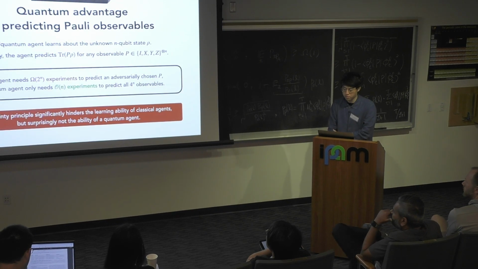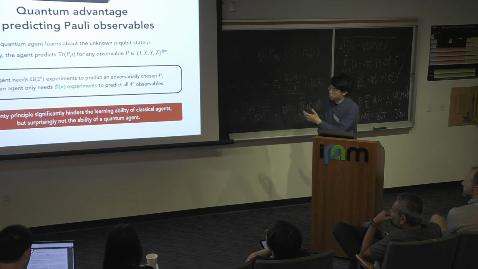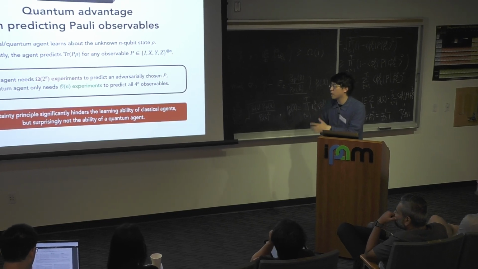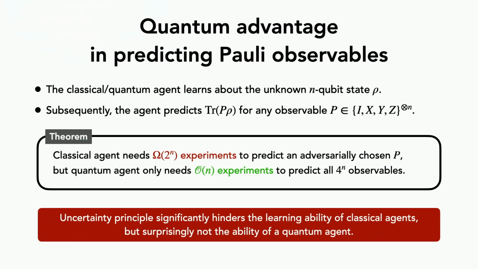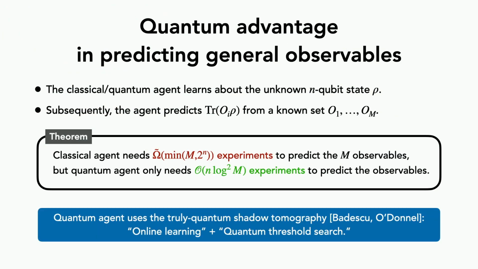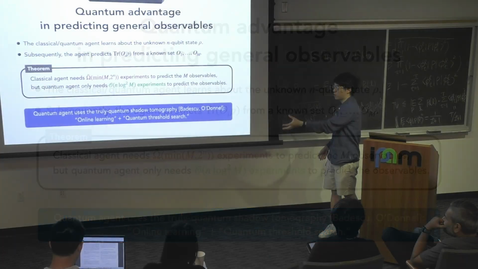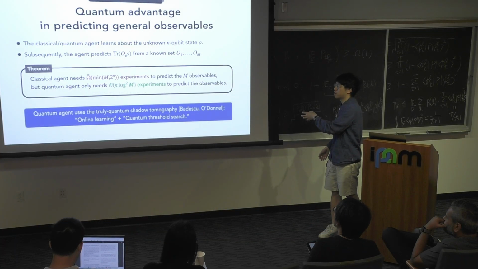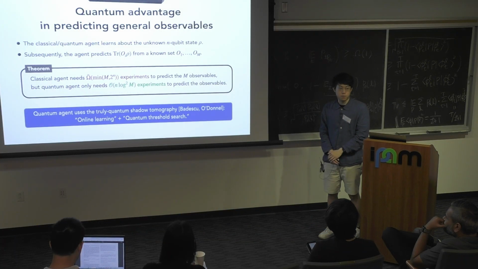So now that's how one bounds TV, and one established the theorem that says a classical agent requires exponential experiments, but a quantum agent only needs linear. More generally, one can think about a collection of observables, 1 through m. What's the scaling there? In that case, we have the following theorem, which says a classical agent would require the minimum of m versus 2 to the n experiments in order to predict m observables.